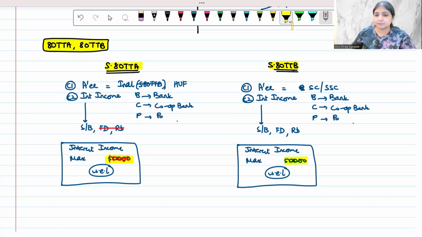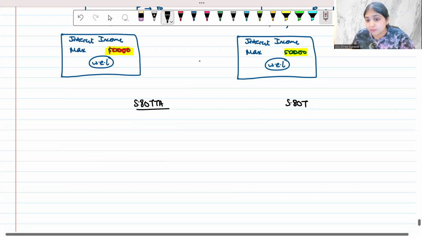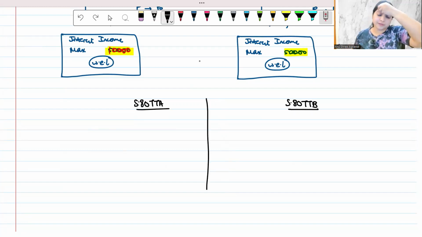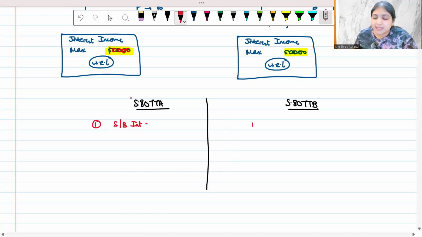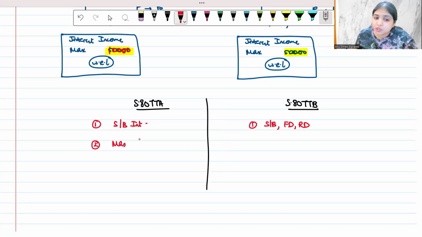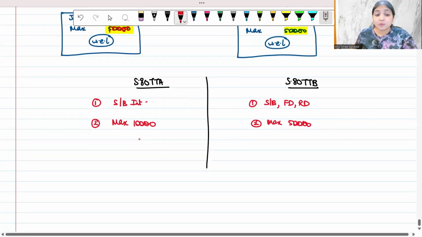All right, guys, now listen carefully. I'll first differentiate 80TTA and 80TTB for you. That will give you very good clarity. Some points which you might not even have thought of will get covered under this differentiation. Tell me what differences you know of first. Point number 1: 80TTA will cover only savings bank interest. But 80TTB will cover savings account interest, FD interest, and recurring deposit interest also. It will cover all interests. Then the second difference: 80TTA, what's your maximum limit? 10,000. But 80TTB, what's your maximum limit? 50,000, right?